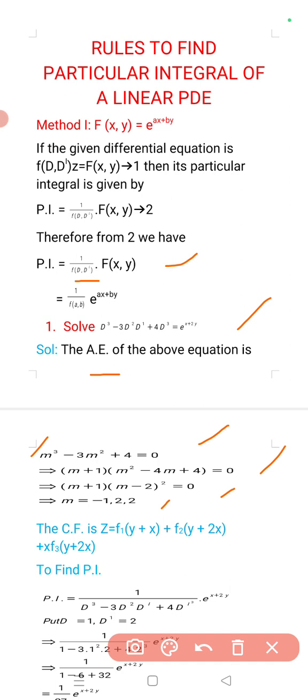So the CF is written as z = f1(y - x) plus f2(y + 2x) plus x f3(y + 2x).